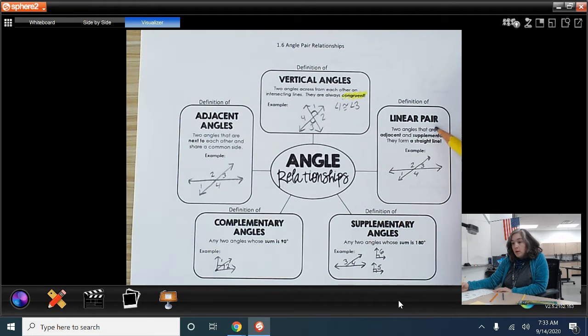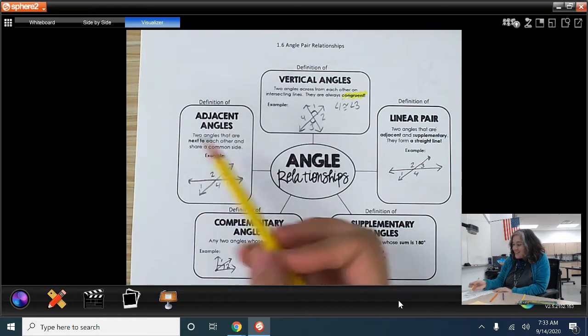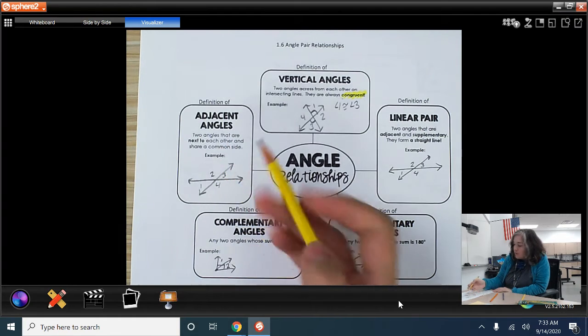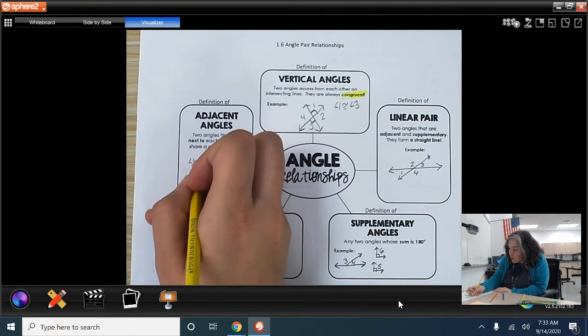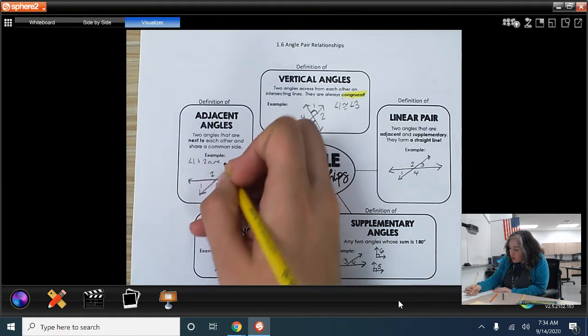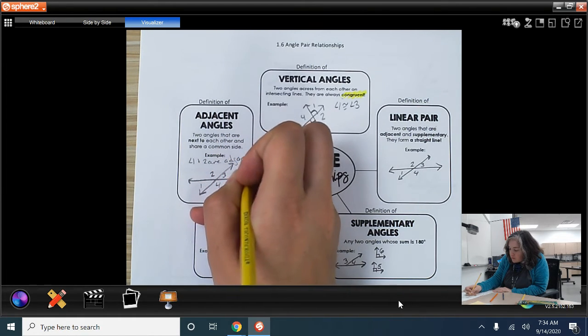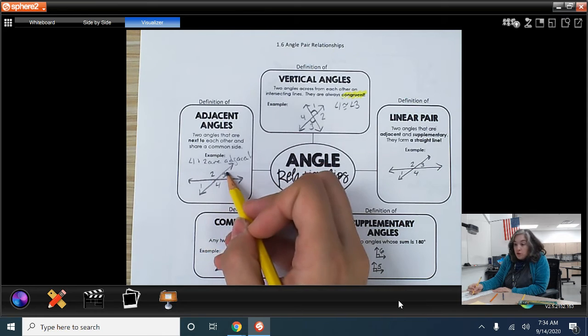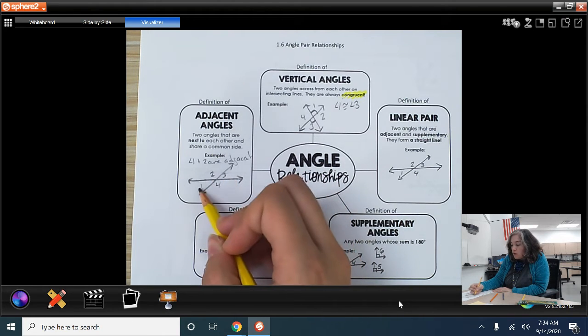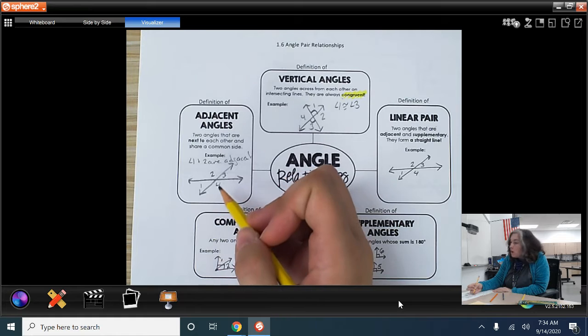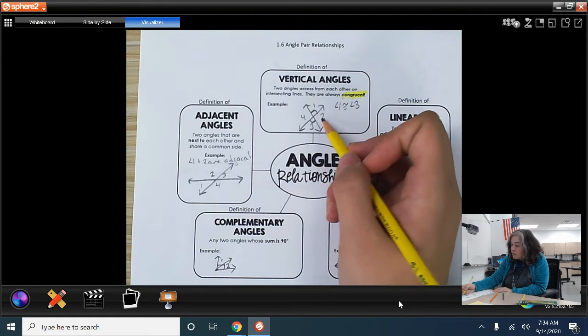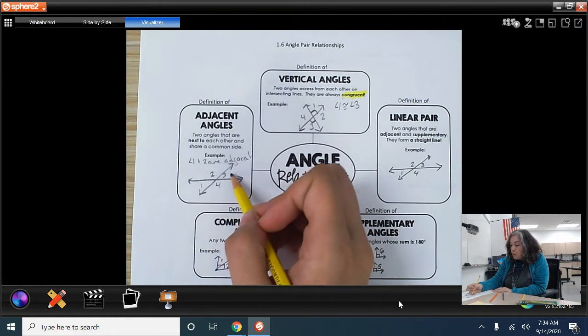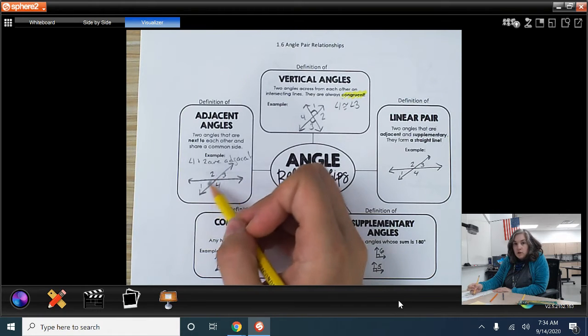Linear pairs is the next one. I'm just going to go clockwise. Actually, let's do adjacent first. Adjacent angles are angles that are next to each other. So, for example, angles 1 and 2 are adjacent. We could also say 2 and 3 are adjacent, 3 and 4 are adjacent, 4 and 1 are adjacent. 2 and 4 are not adjacent, right? Those are vertical angles. Same thing for 1 and 3, but 1 and 2 are adjacent, 1 and 4 are adjacent.